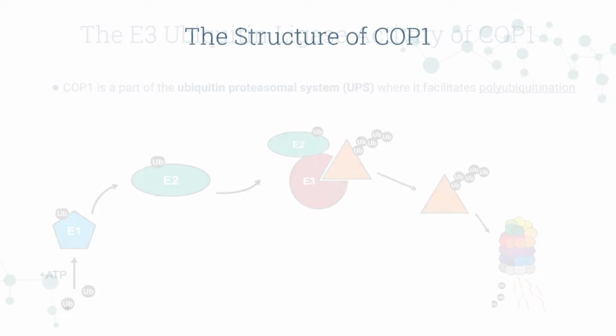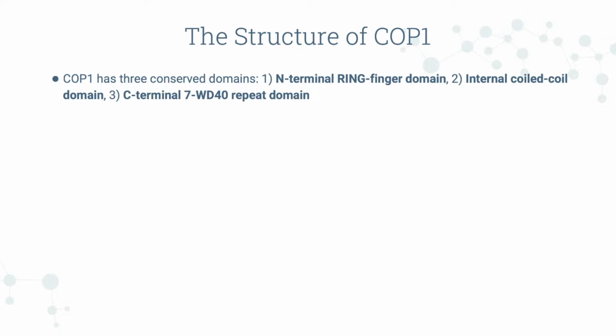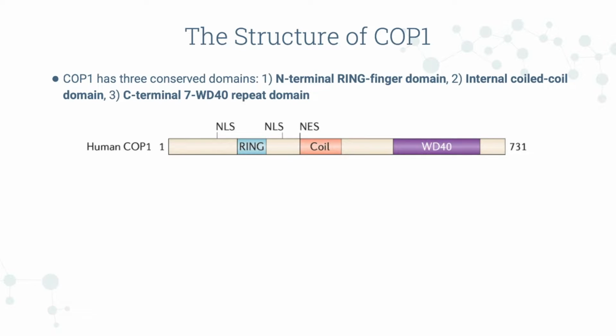COP1 is made of three conserved domains: an N-terminal ring finger domain, an internal coiled-coil domain, and a C-terminal seven WD40 repeat domain. Each domain is involved in protein-protein interactions. The ring finger domain has a conserved sequence of cysteine and histidine residues that form a cross-brace with two zinc atoms, and its function is to aid in the recruitment of an E2 ubiquitin conjugating enzyme to transfer ubiquitin to target proteins. The central coiled-coil domain promotes homodimerization and heterodimerization of COP1 with other proteins.